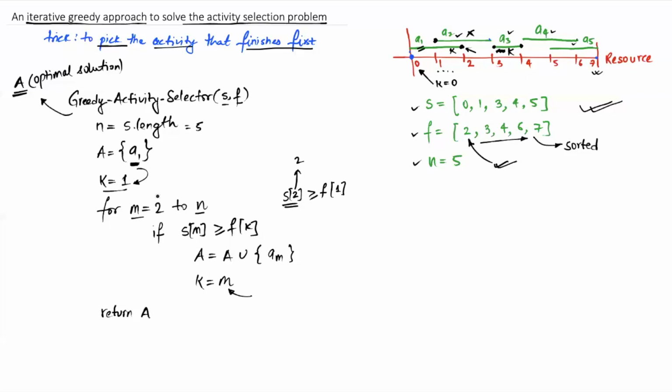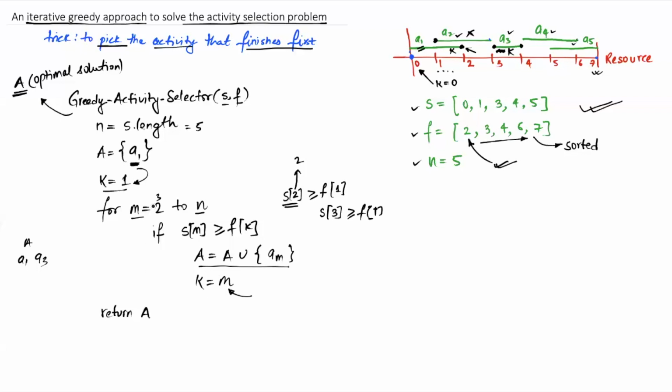We have M equals 3 now. Then we check, is the start time of activity 3 more than or equal to the finish time of activity 1? In other words, we check if the start time of activity 3, which is 3, is more than or equal to the finish time of A1. This is true. So now we add A3 to the solution. So our A initially had A1, now it has A3 as well. And then we set K equals M.